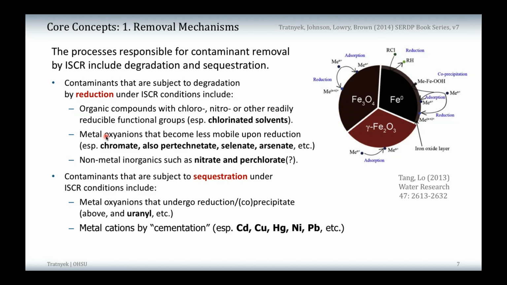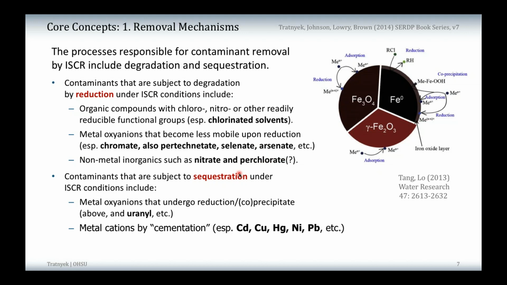There are also metal oxyanions that are important groundwater contaminants that are subject to reduction. And so I listed chromate, probably the best known to you here, but also pertechnetate, selenate, arsenate, etc. There are also some non-metal inorganics that are subject to reduction that are relevant here. Nitrate is certainly one of them, and perchlorate is not so much, but it's an interesting exception to sort of prove the rule.